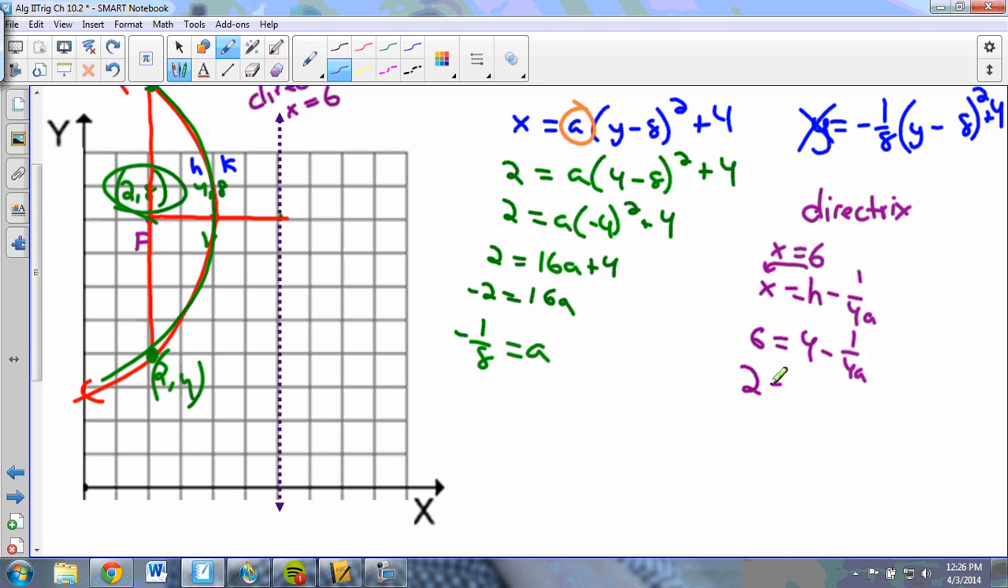So I get 2 equals negative 1 over 4a. Multiply both sides by negative 4a, and I get negative 8a equals negative 1. Positive 1, I guess. Divide both sides by negative 8. A equals negative 1 over 8. You can also do it that way. That way wouldn't require any graphing. You could theoretically do all that without graphing.